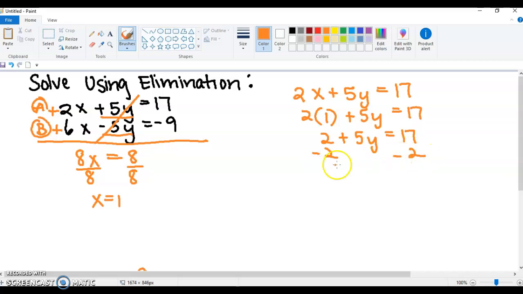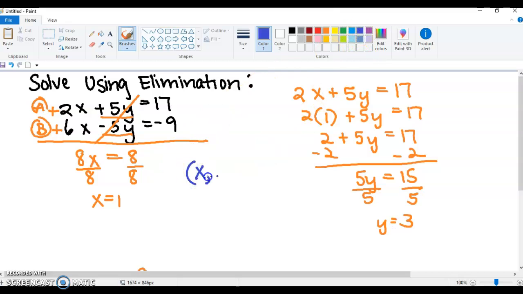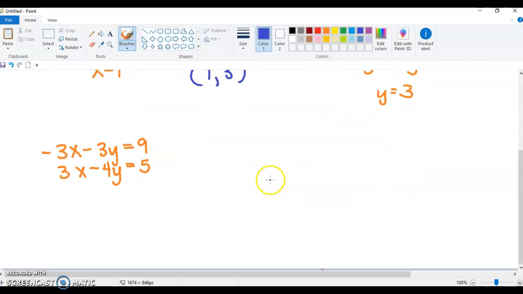Subtract 2 from both sides. So 5y equals 15. Divide by 5, so y equals 3. Remember, we always write these in coordinate form, x, y, so this would be 1, 3 for my answer. All right, let's try another one like this before we get to a more difficult problem.